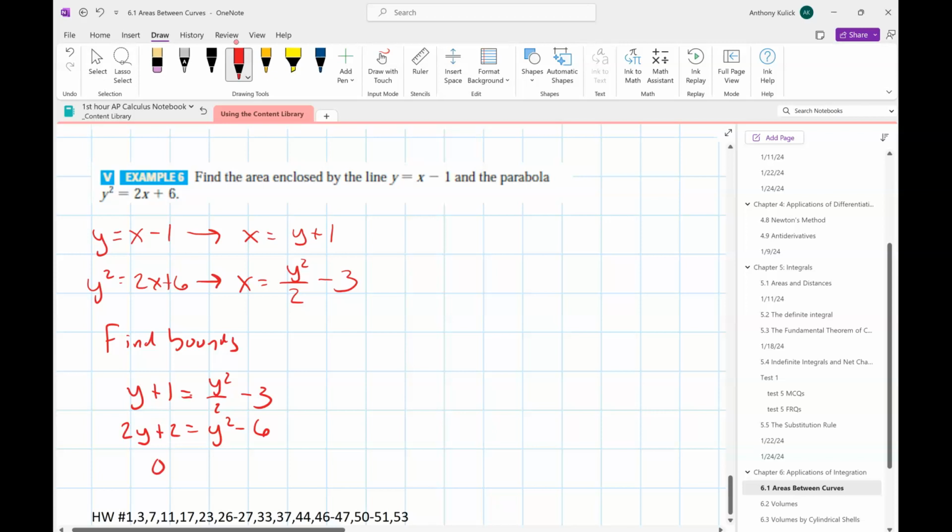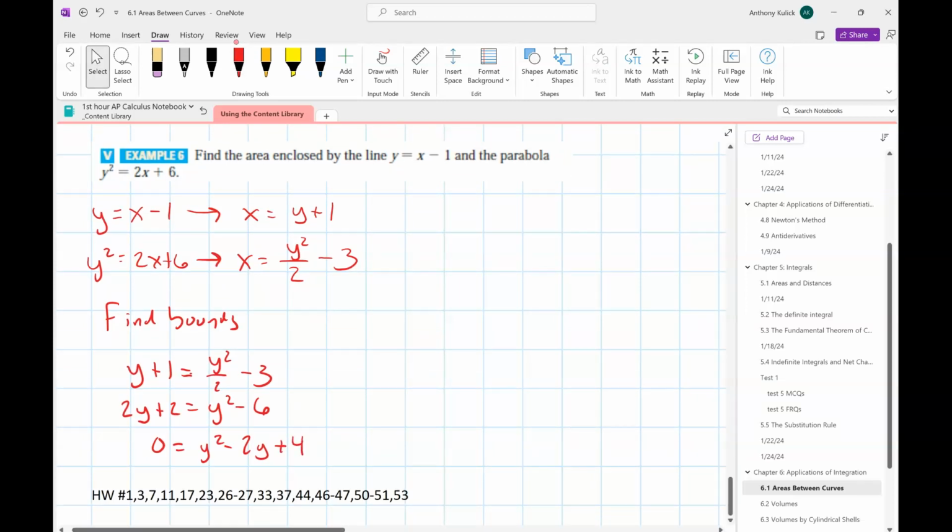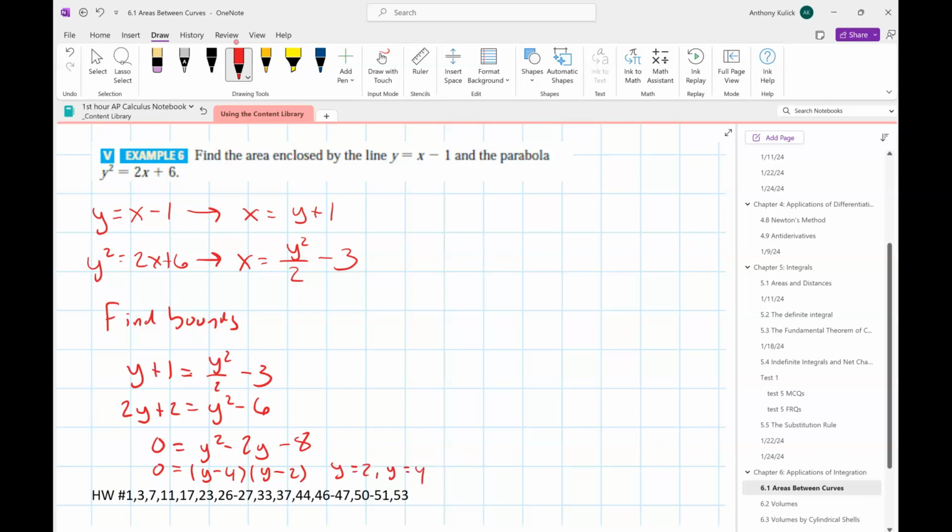Then if I move everything onto one side, oops, minus 8, dum-dum. And then I can factor that to be y minus 4 times y plus 2. So my solutions there are y equals 4 and negative 2. Does everybody feel okay in how I found my bounds?